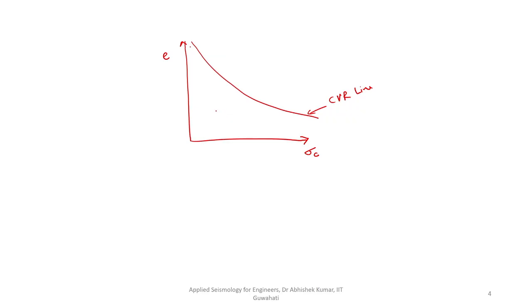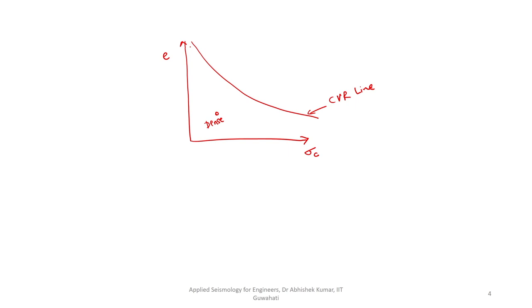Now, once the critical void ratio line is known to us, take two samples. One is a dense sample of the same soil for which this critical void ratio line has been established. So, once for a particular soil the critical void ratio line is established, we are interested to find out, with respect to the initial state of the soil, what path the sample will take to reach its critical state.